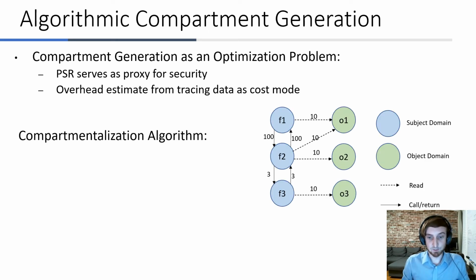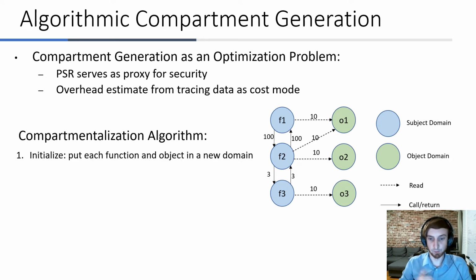Okay, so I'm now going to talk about our compartmentalization algorithm, which is basically a graph clustering algorithm, a greedy graph clustering algorithm. So, I'm going to show an example and walk through the example as I explain the algorithm. So to initialize, we put each function and each object into a new domain. So the subject domains here are shown as the blue circles, and the object domains are shown as the green circles. And there are 3 functions, f1, f2, and f3, and they have each been placed in their own subject domains. And there are 3 objects, o1, o2, and o3, and they've each been placed in their own object domains.